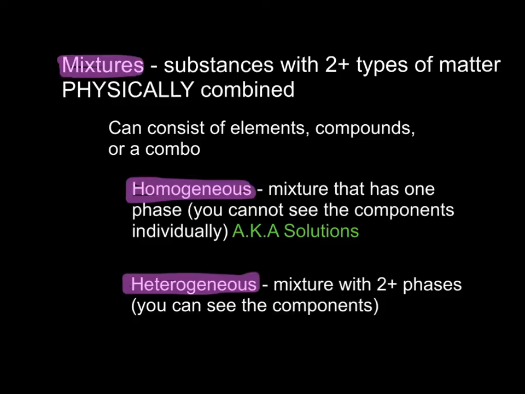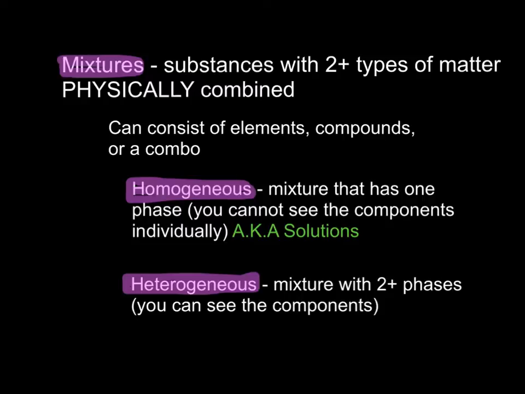The second type of matter that we're interested in is what we call mixtures. Mixtures are when we have substances that contain 2 or more types of matter that are physically combined. Mixtures can be made up of elements, compounds, or a combination of elements and compounds. There are 2 kinds of mixtures that we will encounter throughout the year: homogeneous mixtures and heterogeneous mixtures.